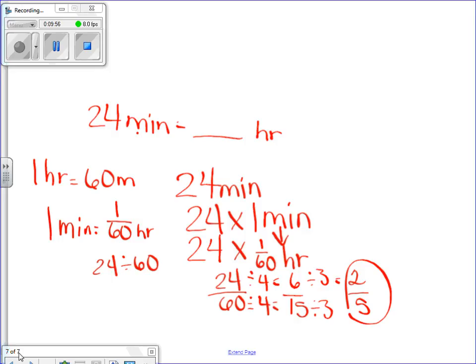Smaller? 2/5. So 24 minutes is 2/6. So a minute is smaller than an hour. 24 minutes is a fraction of an hour because minutes are smaller than hours. It's a part of an hour. It's smaller. So you guys weren't in here, so I'm going to go over it again, okay?